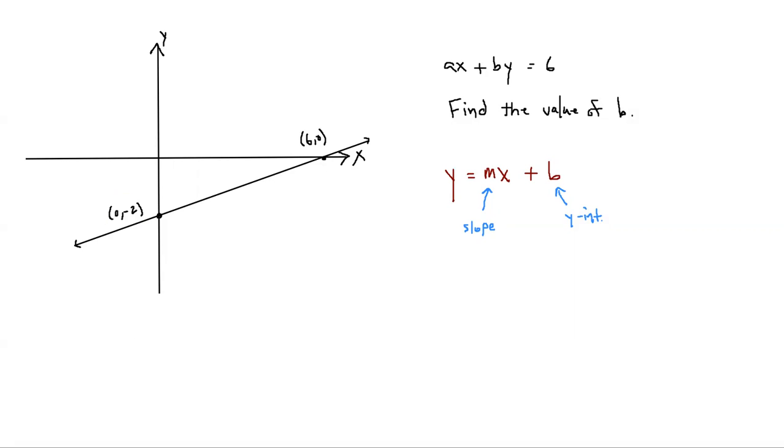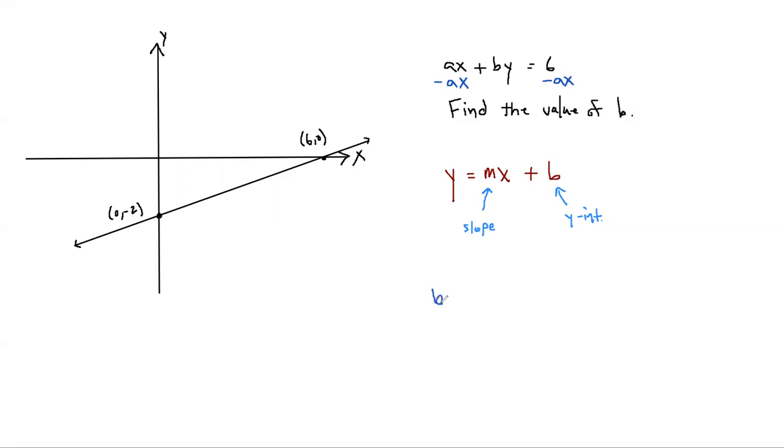Well, the way that the equation is presented to us in the question does not resemble slope-intercept form. Our first goal then is to make it resemble slope-intercept form. We can do that by isolating y. The first thing we might do, for instance, is subtract ax from both sides.